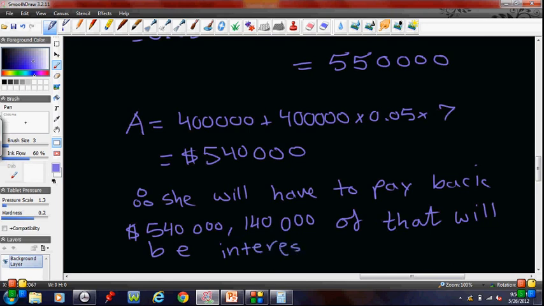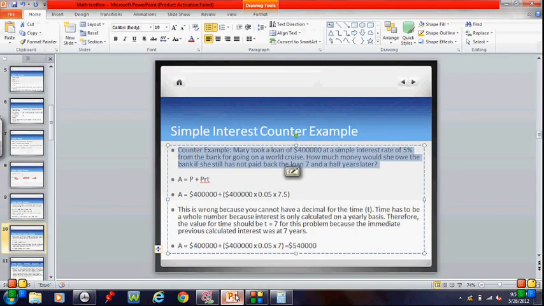I mean, paying back on time is a really good thing to do, because then you save, as you can see in her case, $140,000. Well, actually, I guess 5% is a really high interest rate. Yeah. So that is simple interest. As you can see, it's really easy, really simple.